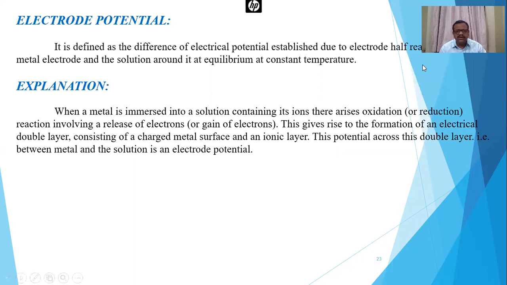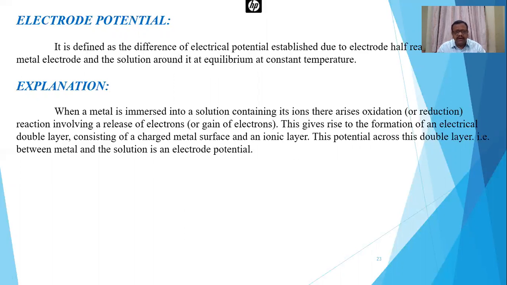As we all know, these electrode potentials play a very key role in discussing the flow of electrons in a circuit. So, what is electrode potential? Electrode potential is defined as the difference of electrical potential established due to electrode half reaction between a metal electrode and the solution around it at equilibrium at constant temperature.